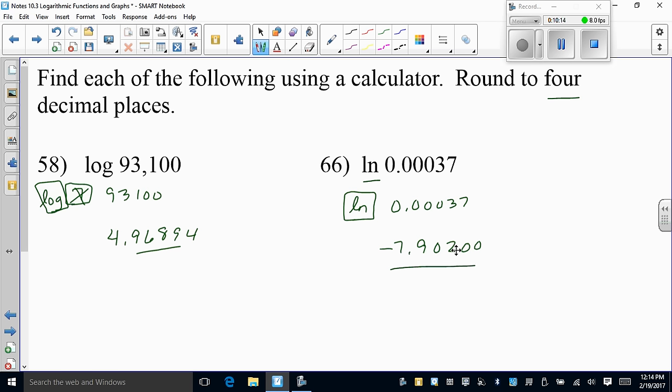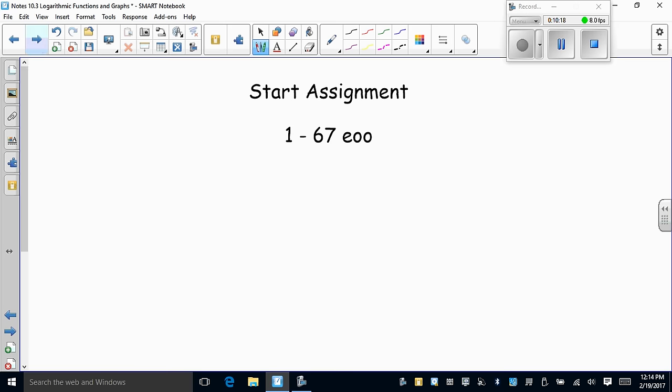Okay, so this is where we're going to stop with day one. Start your assignment, 1 through 67, every other odd. Most of it is translate, very, very little math I want you guys to find. 1 through 67. Well, first of all, if you divide it in half, you'd have all the odds. And so that would get you to 34. So there's about 17 problems. You can handle it. Okay, good luck.